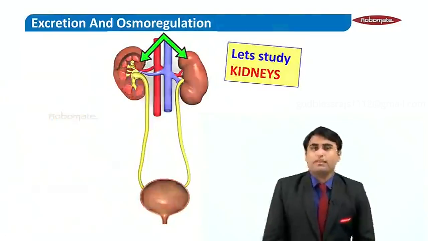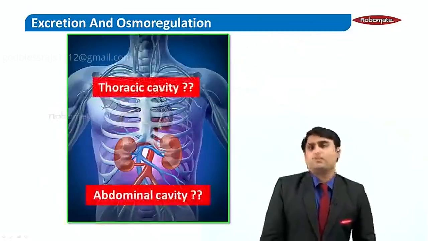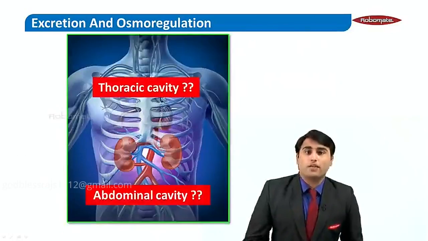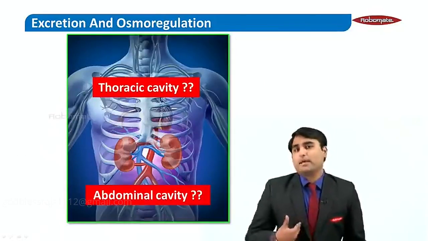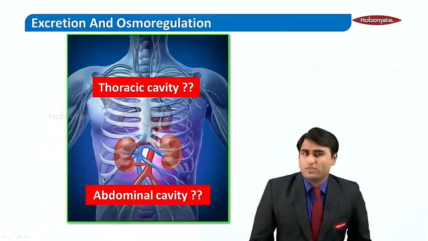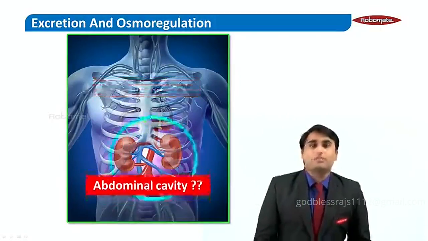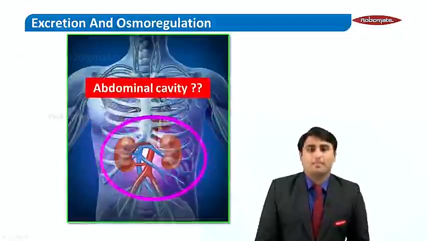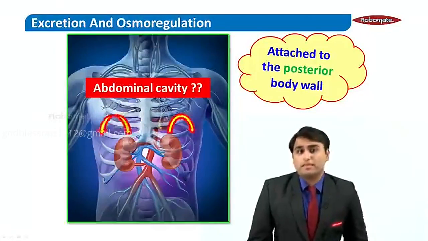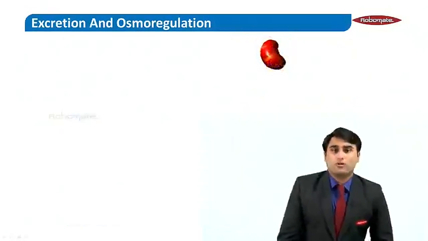Now let's start with kidneys. First of all, we will see where the kidneys are present. Inside our body there are two cavities. One is the thoracic cavity and the lower one is called the abdominal cavity, which is separated by the diaphragm. Now guess students, in which cavity is it present? Yes, as you can see in the image itself, it is present in the abdominal cavity. Now where inside the abdominal cavity? Anteriorly or posteriorly? It is present posteriorly, attached to the posterior body wall. That is the position of your kidneys.